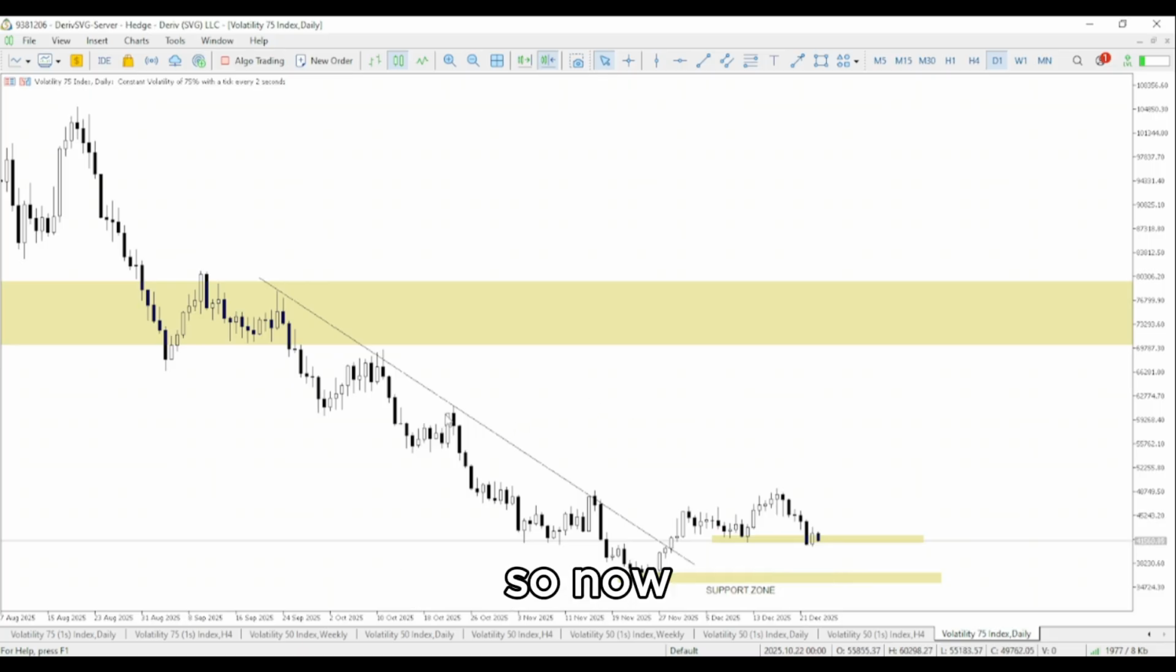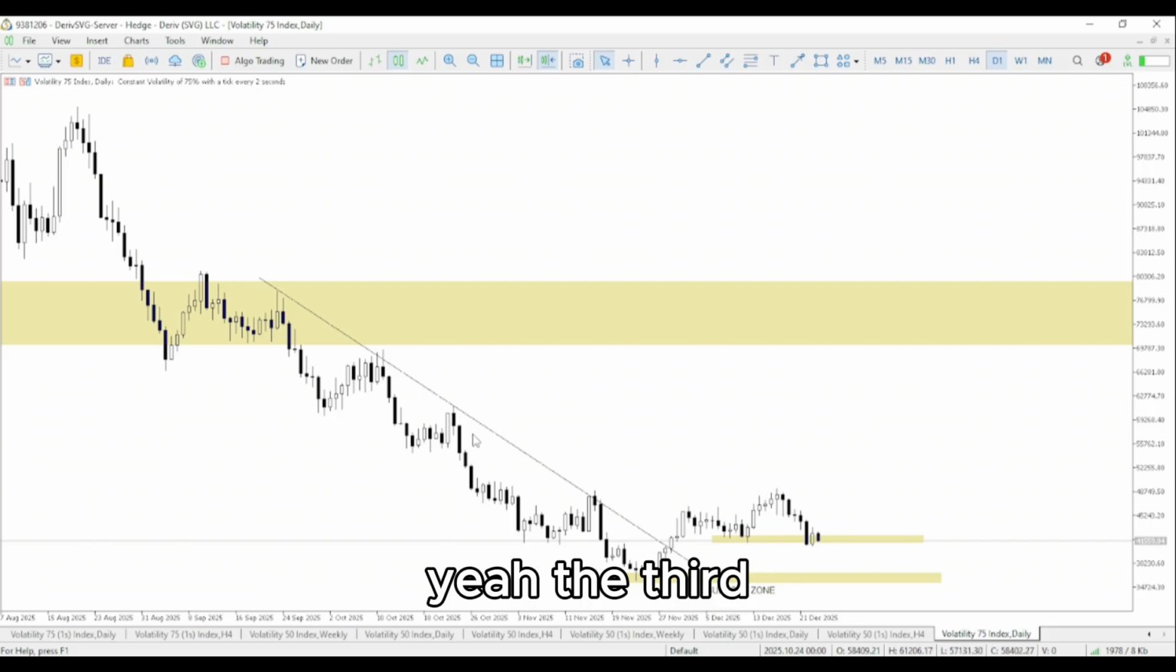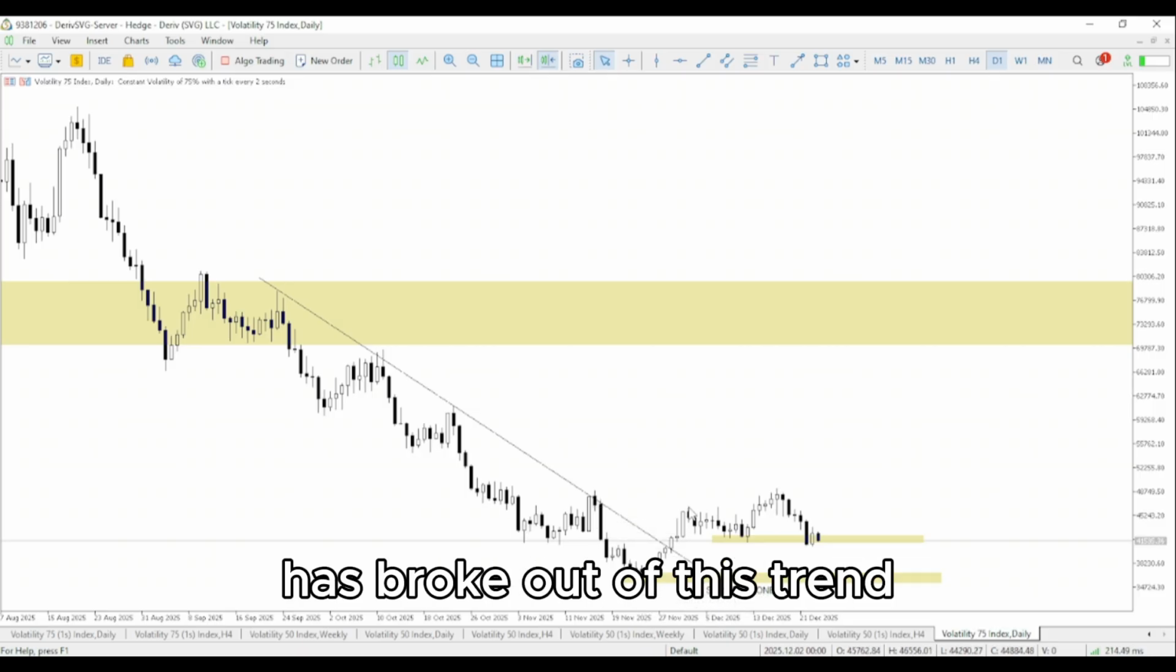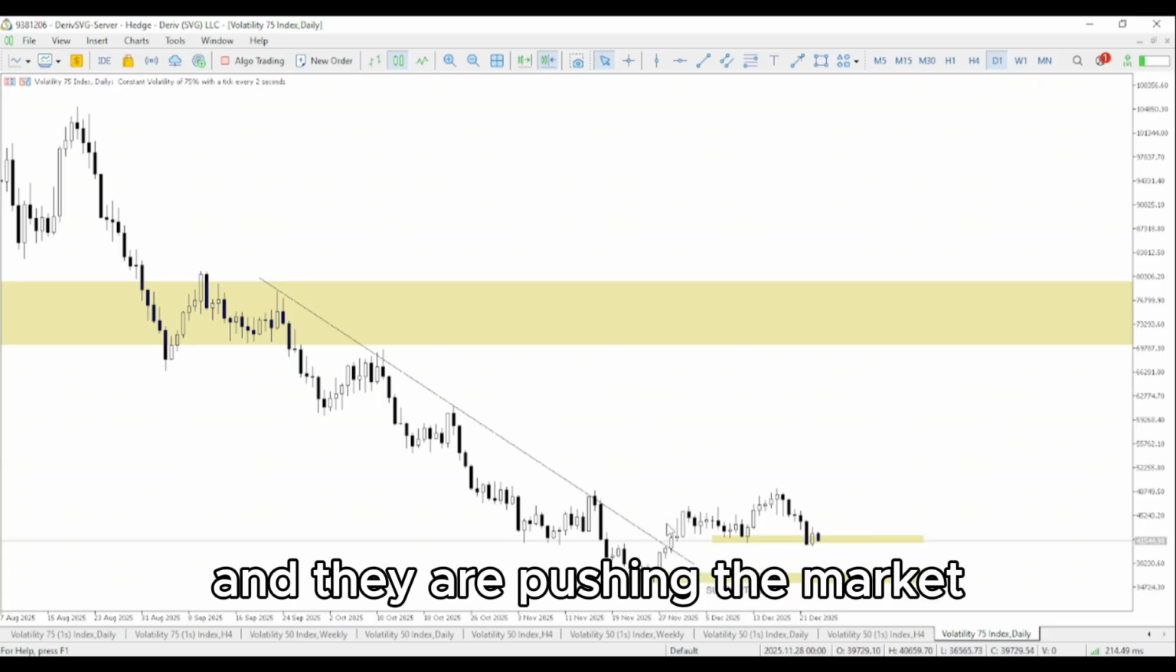You understand? So now you can see we have the first swing, the second swing, the third swing, which gives us the first touch, the second touch, and we can trade this level. That is how we see this market slow down. Then we had the fourth touch right here. So now price has broken out of this trend line, giving me the idea that buyers are in this market and they are pushing the market higher.